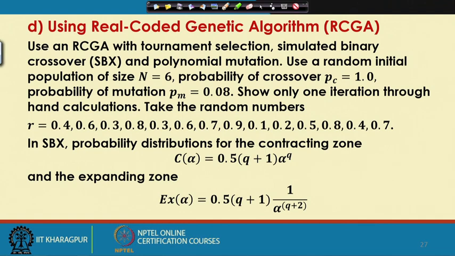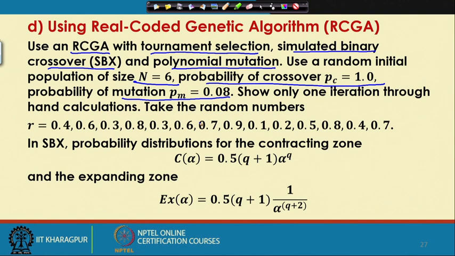Now, I am going to use one RCGA, that is the real coded genetic algorithm with tournament selection, simulated binary crossover, and polynomial mutation to solve this particular problem. We are going to use a random initial solution of size n equals 6, probability of crossover Pc equals 1.0, and probability of mutation Pm equals 0.08, and I am going to show you one iteration through hand calculation.